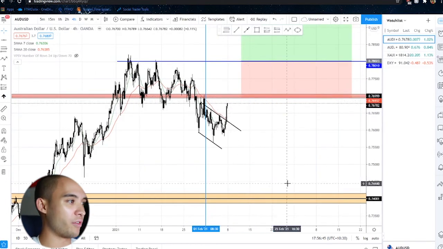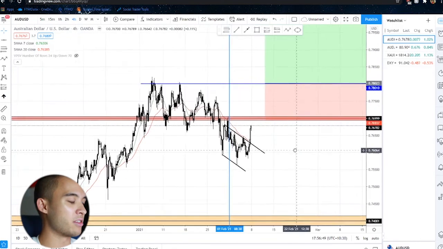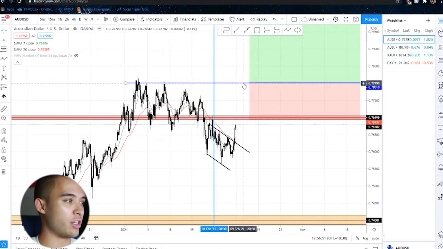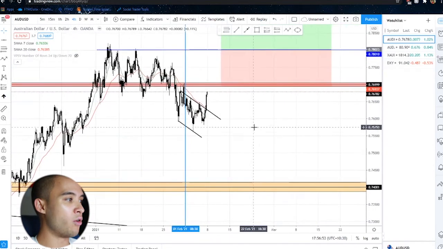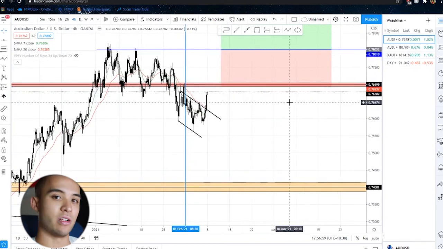We could see the rejection off here. We could see the break, retest, shoot up. There's already a couple highs here. So if I want to play it safe, I'll literally just wait until price breaks here or until price breaks the lower low, and then just trade depending on the direction it follows. But besides that, that's pretty much my entire forecast for the week.